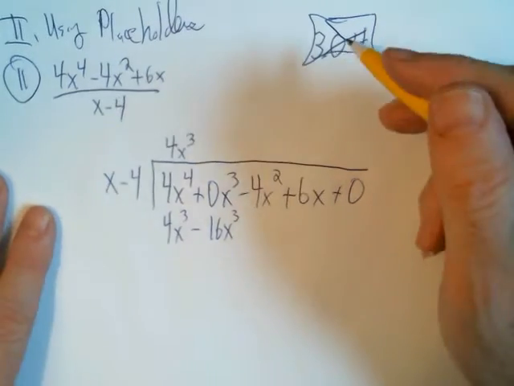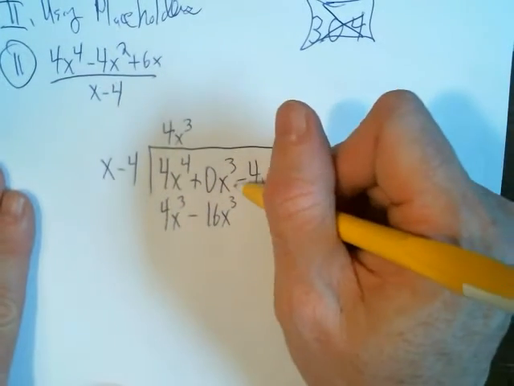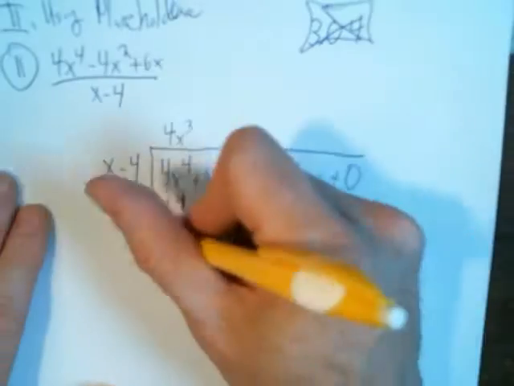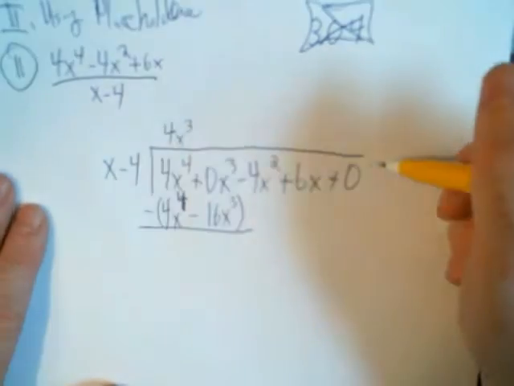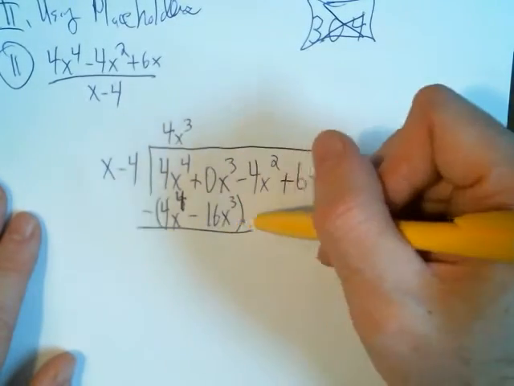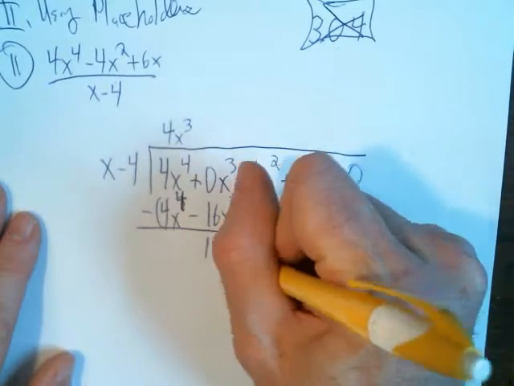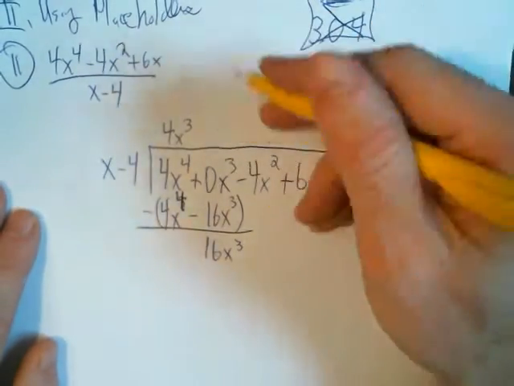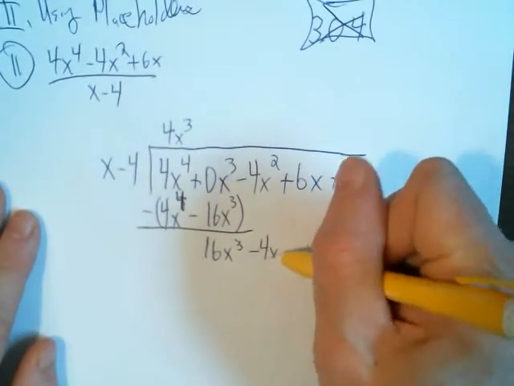So you get 4x to the 4th, sorry, minus 16x cubed. Subtract these. And so this minus this is 0. This minus negative this will become positive 16x cubed. Okay, so I need to bring down the next term as well.